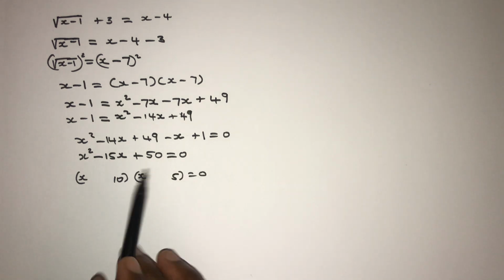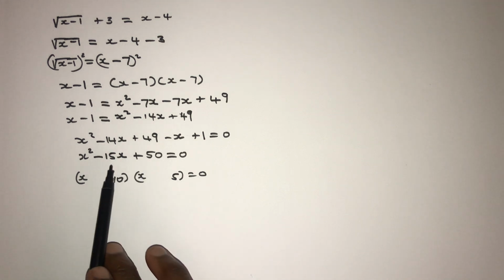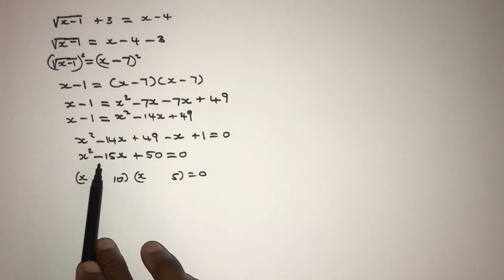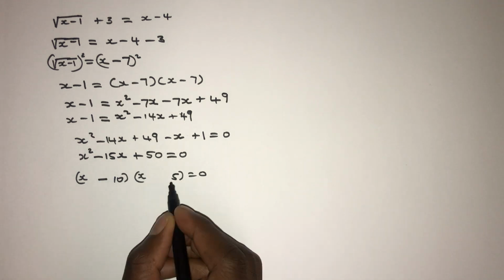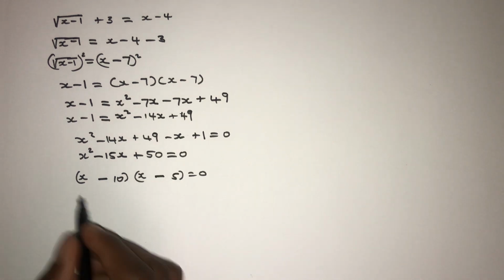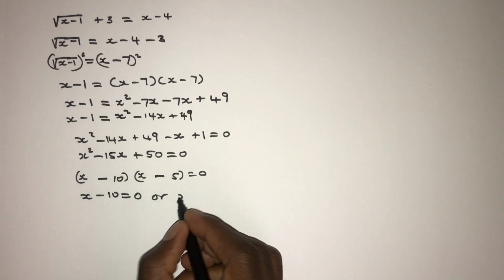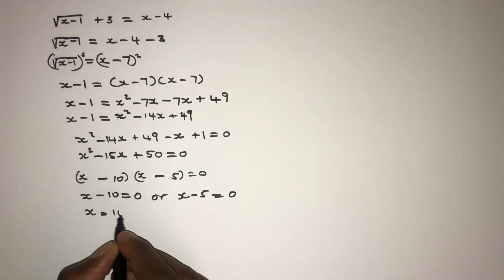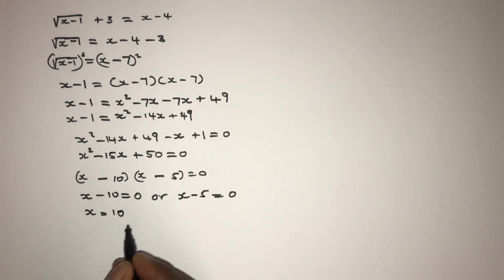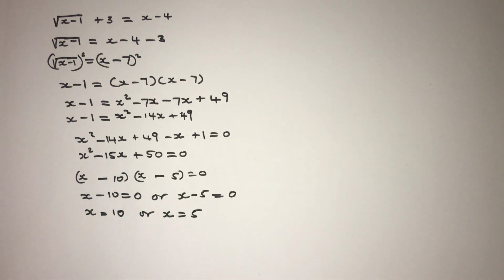So now let's check. This sign is positive. It means that the signs are the same, we have the same sign both sides. But this one is negative. It means that the bigger number must carry a negative sign. But the signs are the same, that means it's going to be negative, negative. So now x minus 10 is equal to 0, or x minus 5 is equal to 0. Then x is equal to 10, to the other side to become positive, or x is equal to 5, to the other side becomes positive 5.